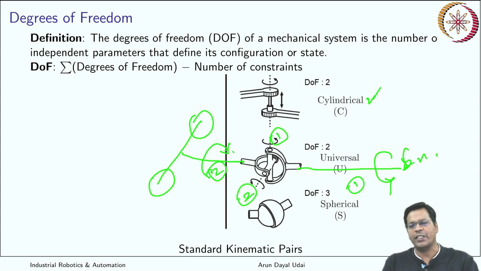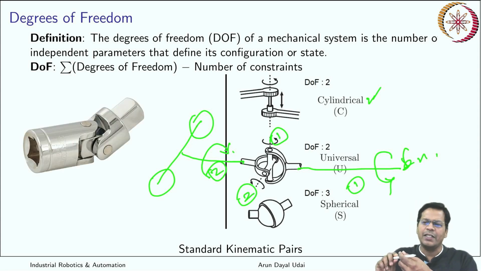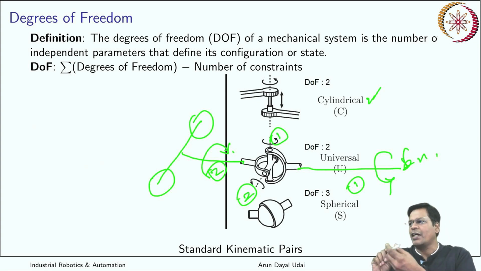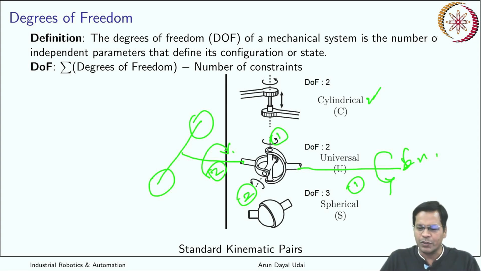This type of joint is very common even nowadays in your screwdriver. You may have this attachment so that you can transfer the torque to your screw remotely like this, even if your axis is not aligned with the screw. So those attachments are there in your screwdriver set also. You must have seen this. This is known as universal joint. It has 2 degrees of freedom.